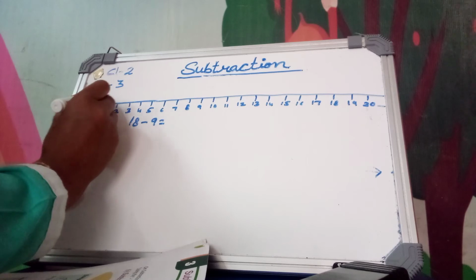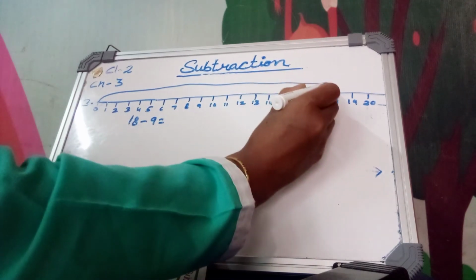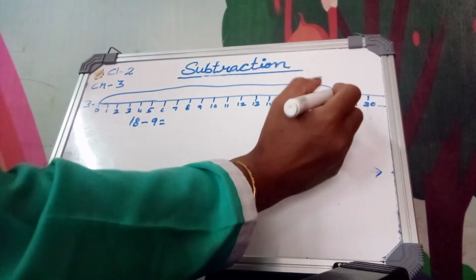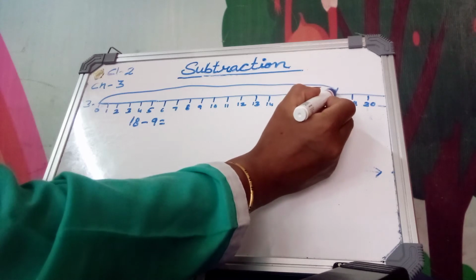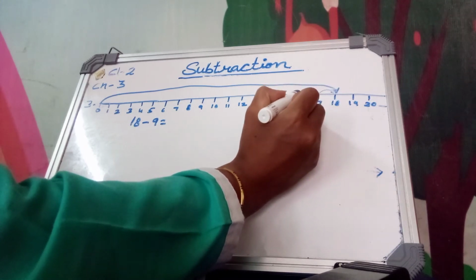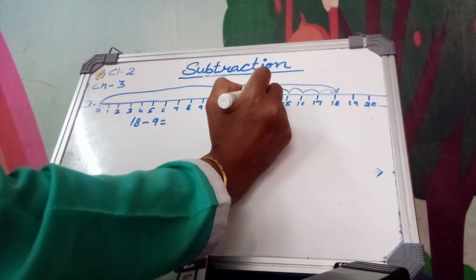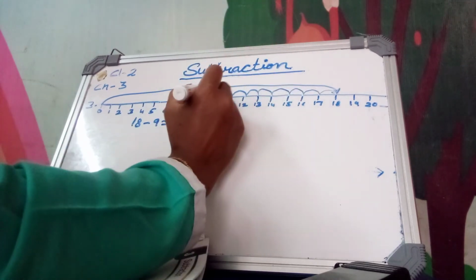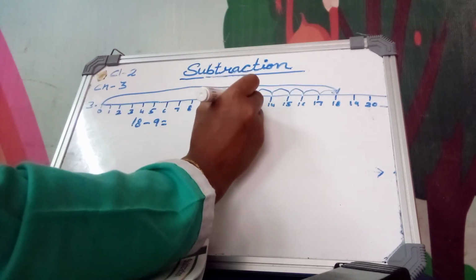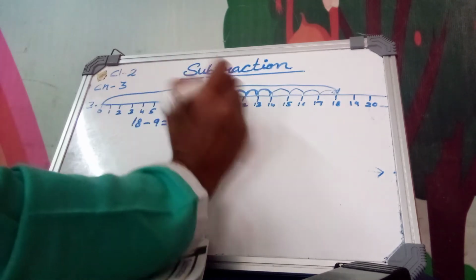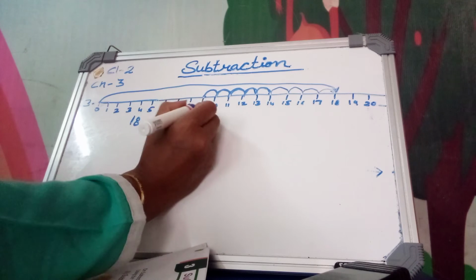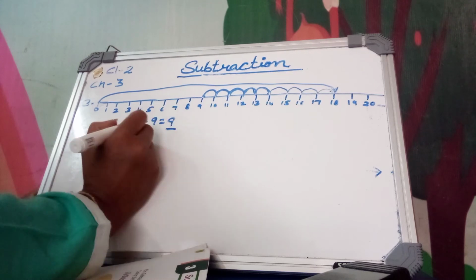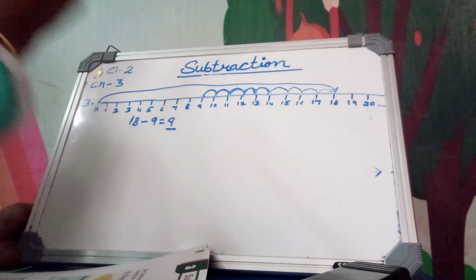From 18 we will take away 9. We will draw a line from 0 to 18. We will take away 9 numbers. We will use backward counting. 1, 2, 3, 4, 5, 6, 7, 8, 9. We will subtract these numbers from 18. The answer will be 9. This is our answer: 18 minus 9 equals 9.